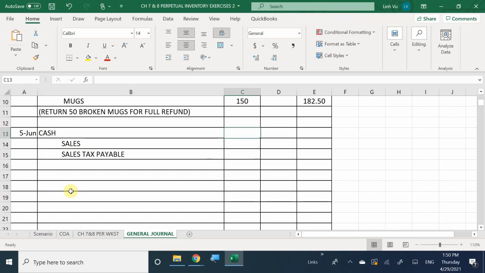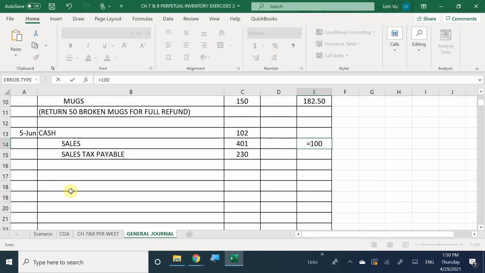So what was the cash account? 102. What was my sales account? 401. And what was my account for sales tax? 230? Perfect, thank you. All right, let's figure out one thing first. So we sold a total of 100 mugs at what price? $10 each. So what's my total sales here? $1,000, okay?